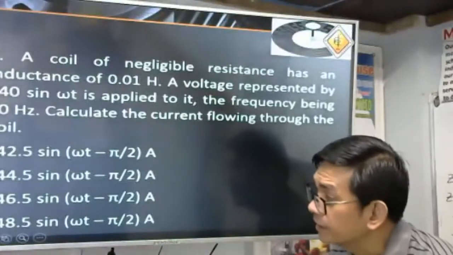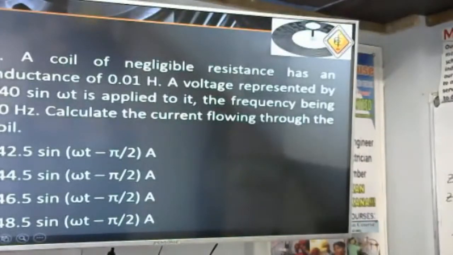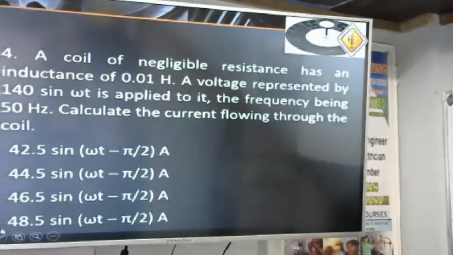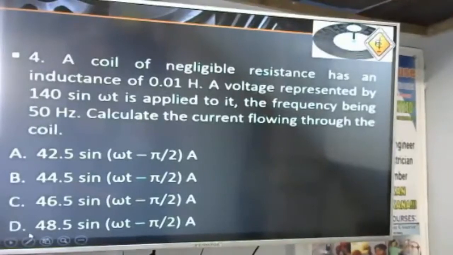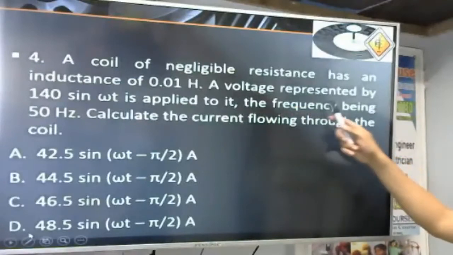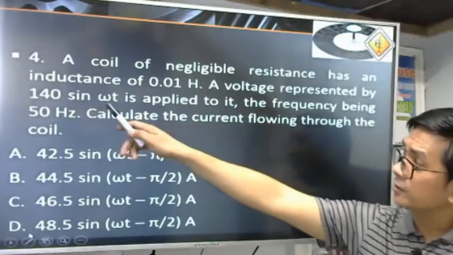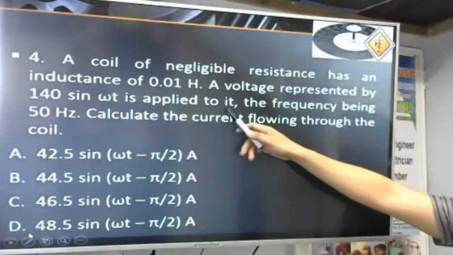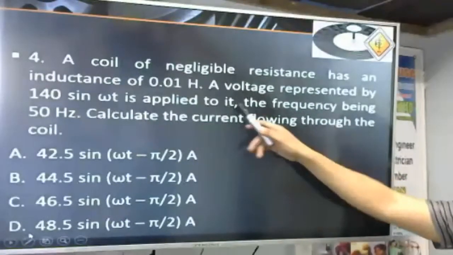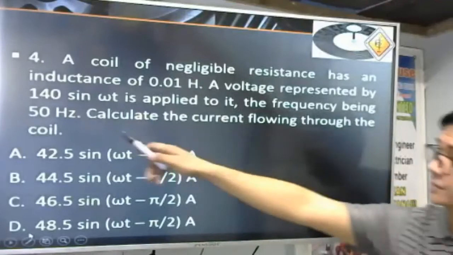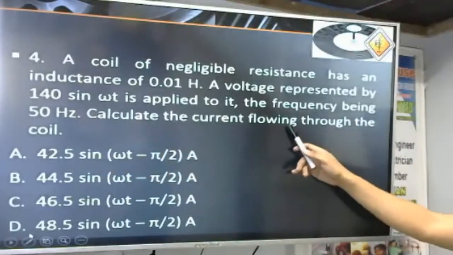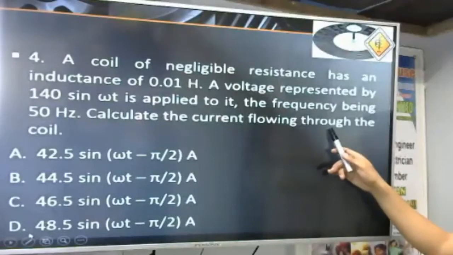Okay, let's solve now number 4 problem. Punta tayo sa number 4. A coil of negligible resistance has an inductance of 0.01 Henry. A voltage represented by 140 sine omega t is applied to it, the frequency being 50 Hertz. Calculate the current flowing through the coil.